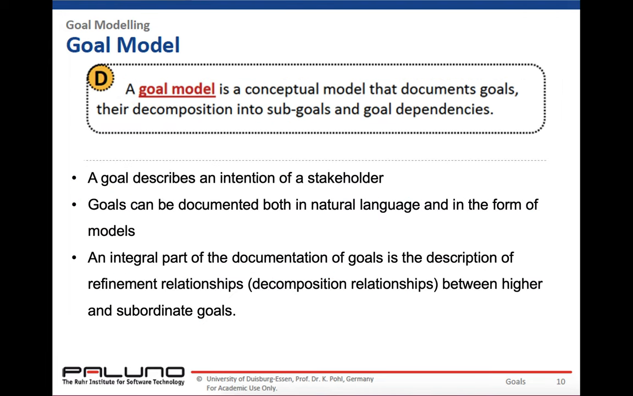Previously, you were introduced to the goal definition as a high-level objective of the stakeholder. Now, what is a goal model? The model itself is basically the conceptual representation that allows documentation of the goal statements. We can refine the goals, and the refining process is known as decomposition. So we have details on the goals and their sub-goals, together with the relationships or dependencies between the main goals and the sub-goals below, because we draw the goal model as a hierarchical structure.